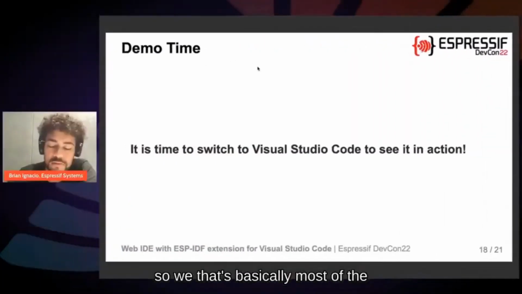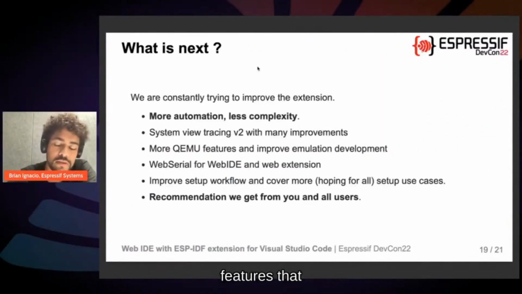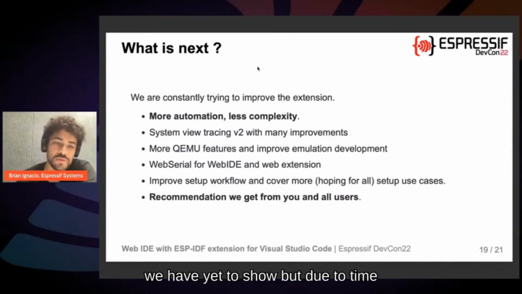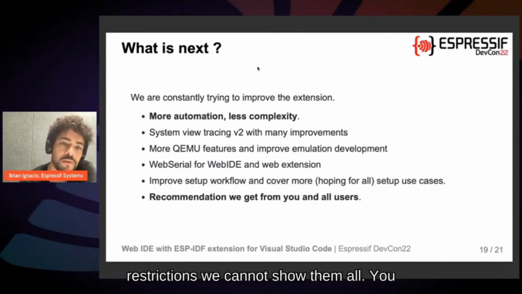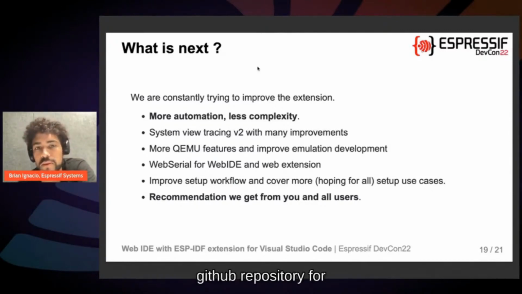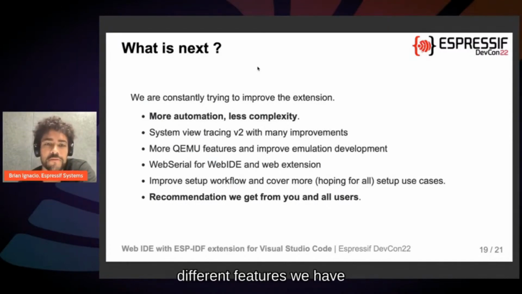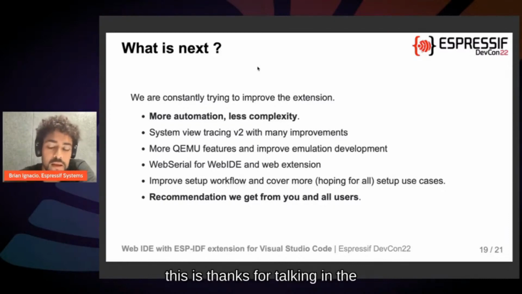So that's basically most of the features. There are many other features that we have yet to show, but due to time restrictions, we cannot show them all. You can take a look at the VS Code extension GitHub repository for many tutorials that show the different features we have. These are things for a talk in the future.